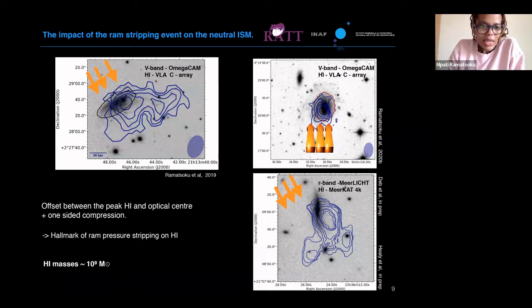What we found was that although these galaxies are undergoing this extreme RAM pressure stripping event, they still retain a lot of their H1 mass. All of these actually have H1 masses of around 10^9 solar masses, which is a lot of H1 mass, actually. They still retain it, perhaps because we're catching them right when pressure stripping is occurring, like I mentioned earlier.